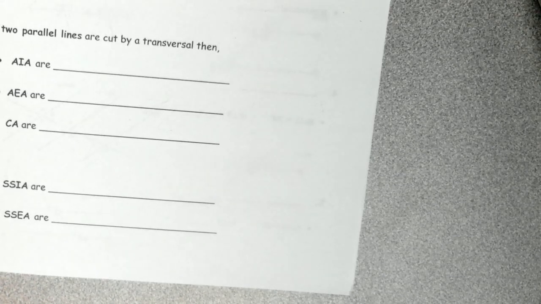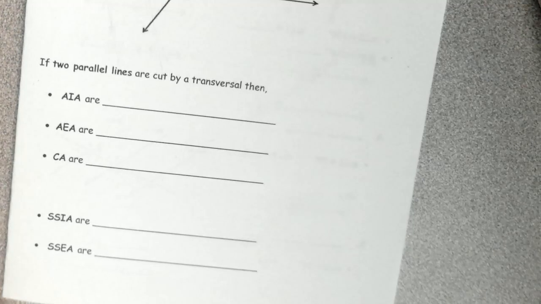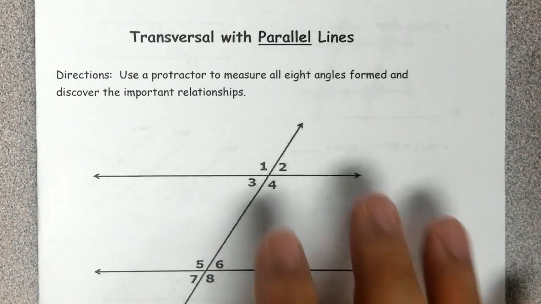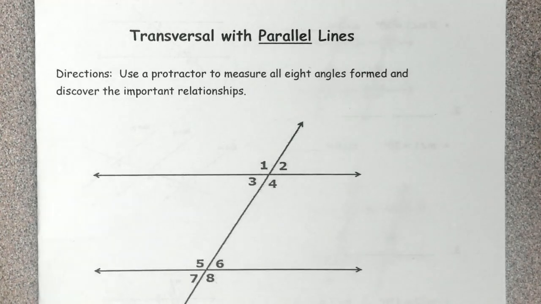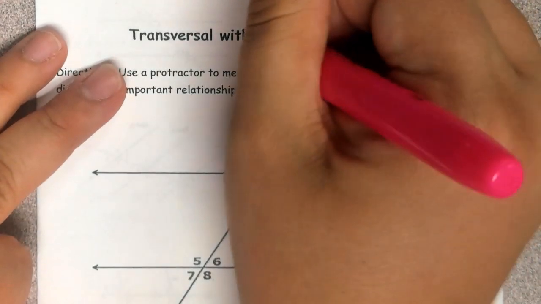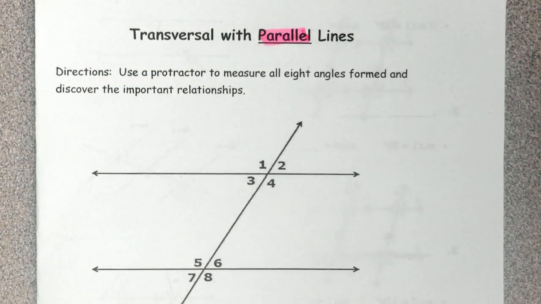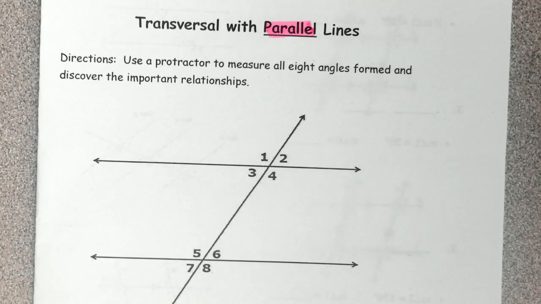Today, we are going to continue with what we did yesterday. We are still going to be identifying these special angles. However, today we are going to be doing that with parallel lines. And you're going to see, because of the parallel lines, we're going to have some special cases here.